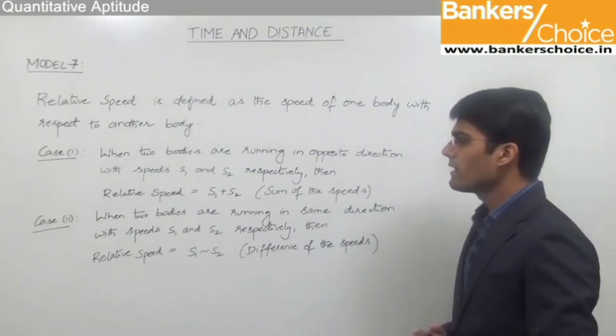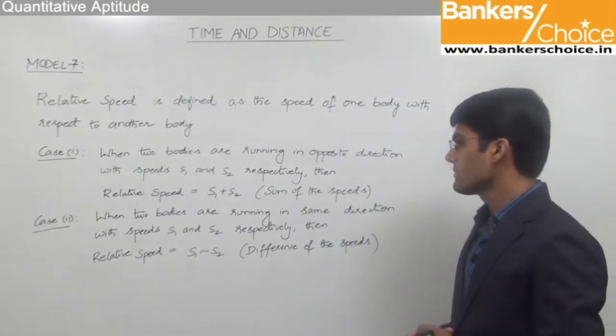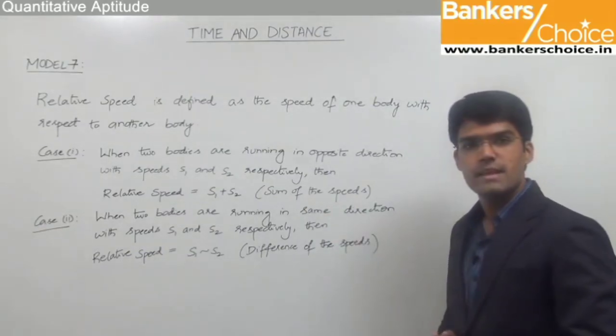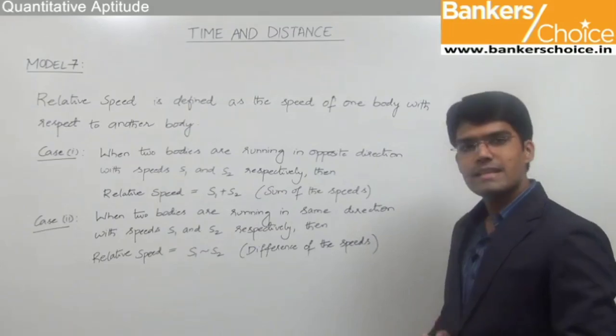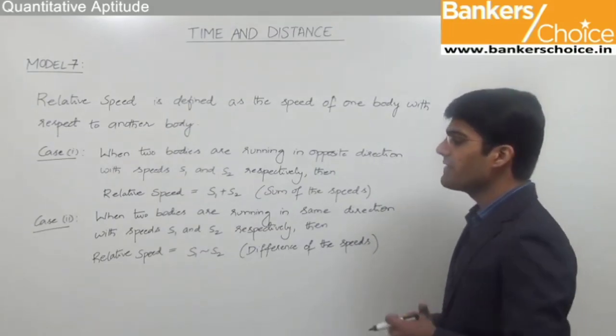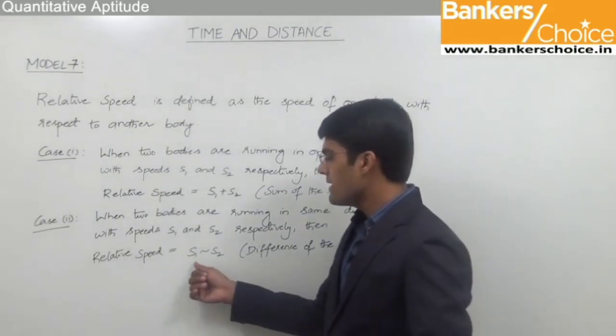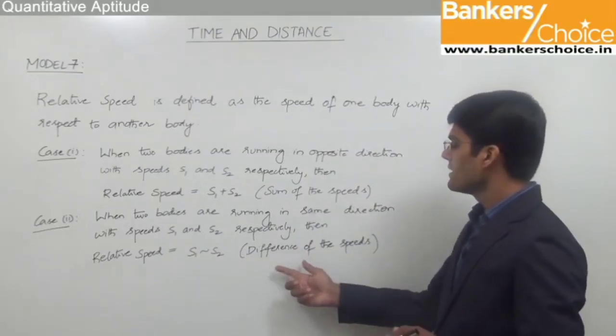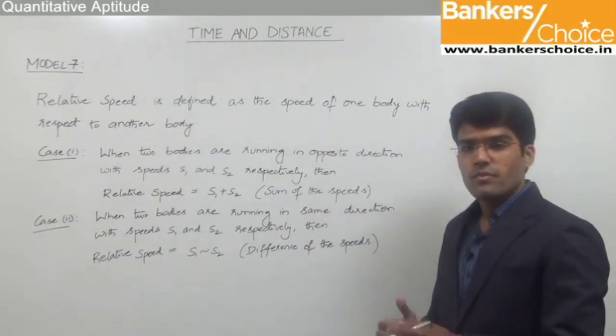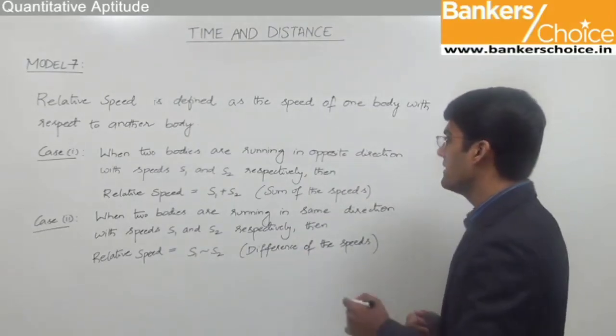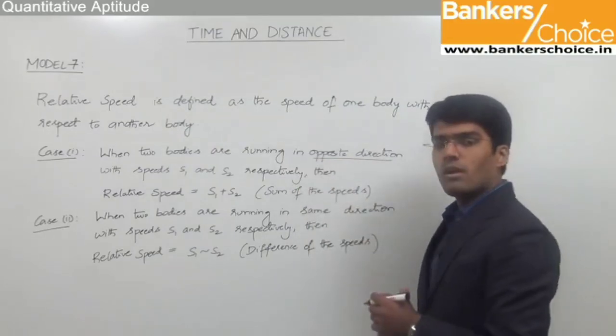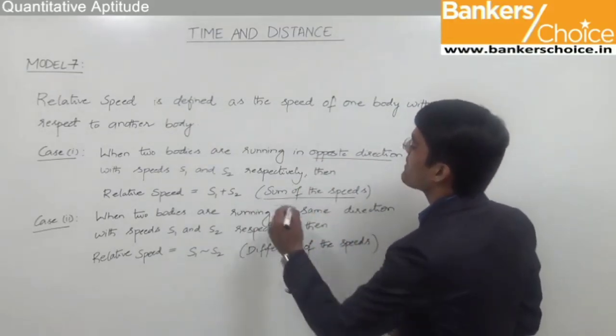And case 2 is when the two bodies are running in the same direction. So when two bodies are running in the same direction with speeds s1 and s2 respectively, then the relative speed is equal to s1 minus s2. That is nothing but the difference of the speeds. So very clearly, the one point we need to understand here is: whenever two bodies are running in opposite directions, the relative speed is the sum of the speeds.